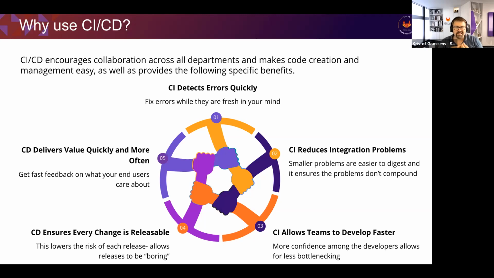So smaller problems are easier to digest, and it ensures the problems don't compound and build to a larger problem. CD also ensures every change is releasable, which lowers the risk of each release and allows releases to be boring. And at GitLab, we like boring solutions because it's not always the bad solutions that are boring. CI allows teams to develop faster as well, which gives you more confidence among the developers, which allows for fewer bottlenecks.